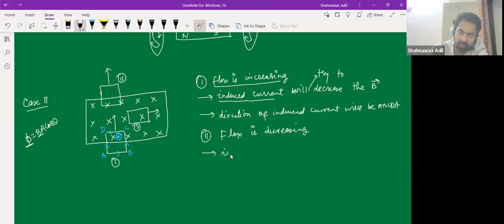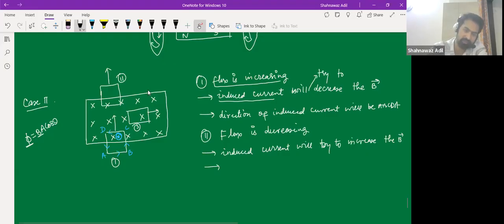So this induced current will try to decrease or increase the magnetic field. Increase, it will try to increase the magnetic field. So now you tell me what would be the direction of the induced current, clockwise or anti-clockwise?